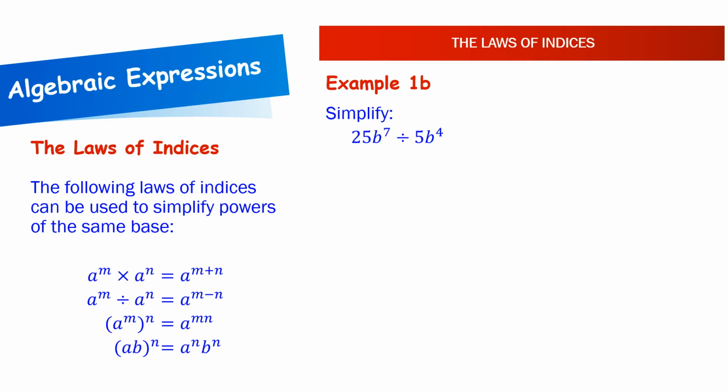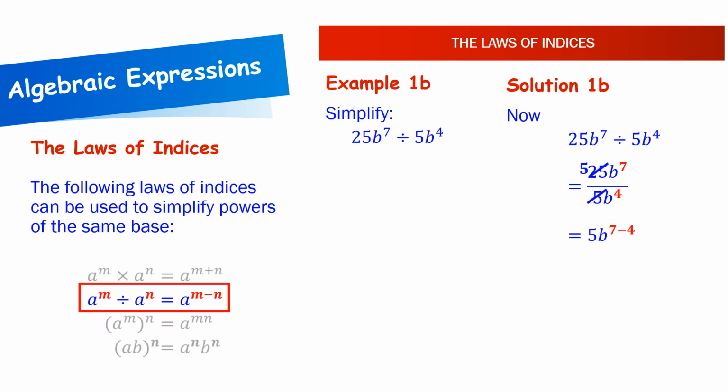We now simplify example 1b. We have the numerator and the denominator. We can cancel, so 25 divided by 5 gives us 5. And using the second law, we can subtract the indices as shown to give us 5b cubed.